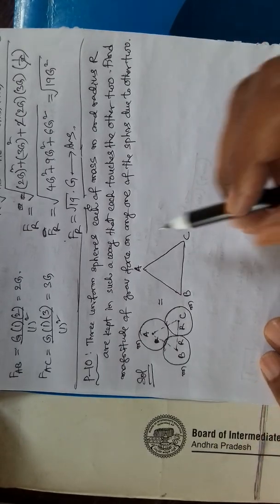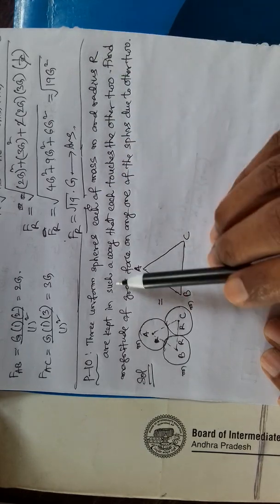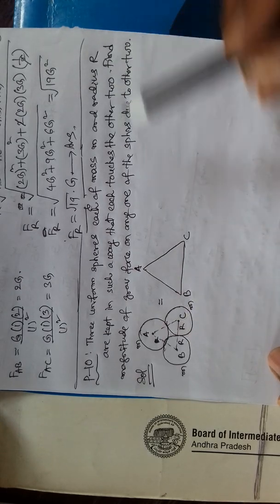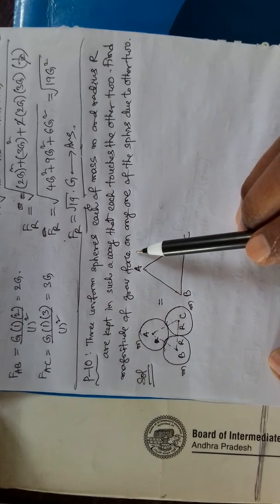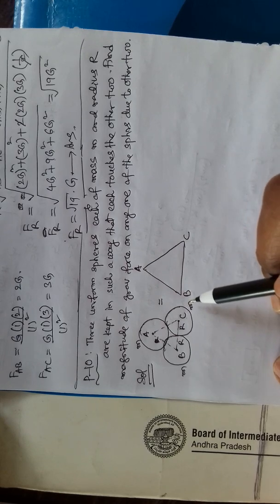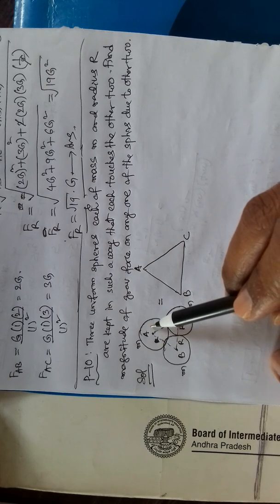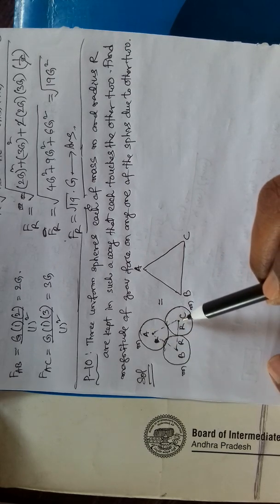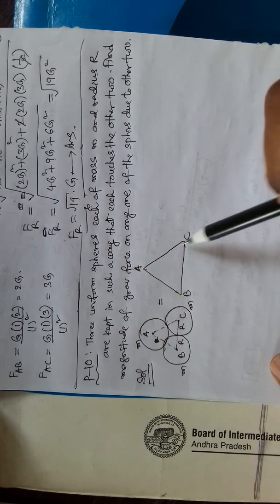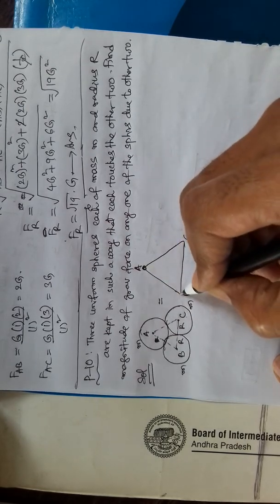Now look at the 10th problem. 3 uniform spheres, each of mass m and radius r, are kept in such a way that each touches the other two, like this. Find magnitude of gravitational force on any one of the spheres due to the other two. So now let us find gravitational force on A due to B and C. So here it is better to write this equilateral triangle separately here.